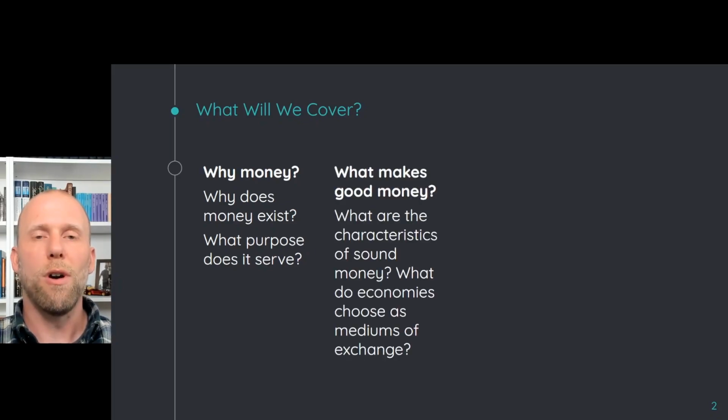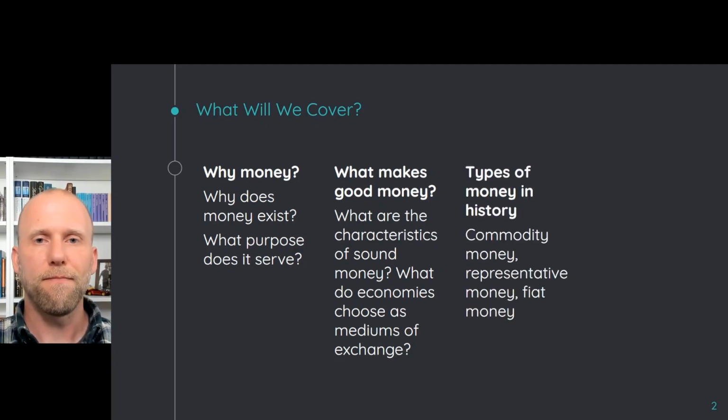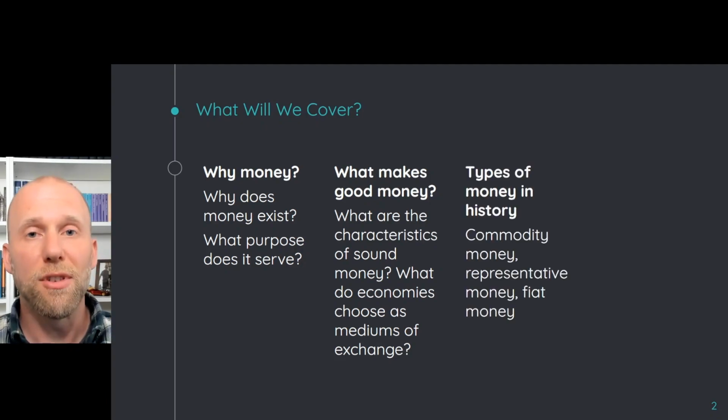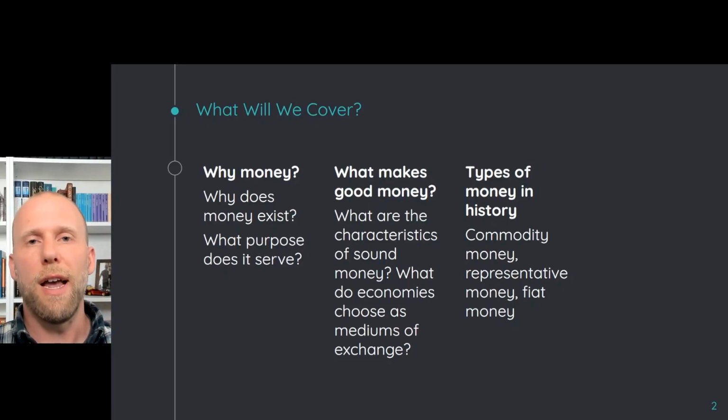Second, we're going to talk about what makes good money, right? So good money is going to have certain characteristics. Why do societies and economies choose certain things as a medium of exchange versus something else? It's important questions to ask and to cover. We're going to talk about the types of money in history because we're going to see these examples of things that were used as money. And that will give us an idea of what sort of things make a good money, what societies have decided can function as a medium of exchange in the past.